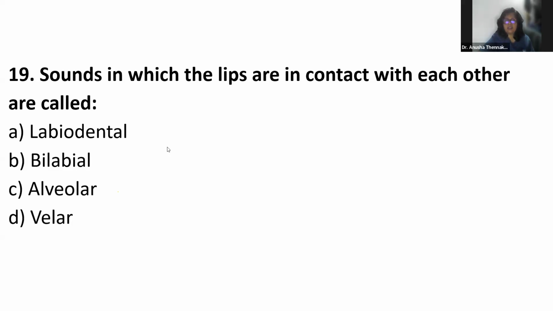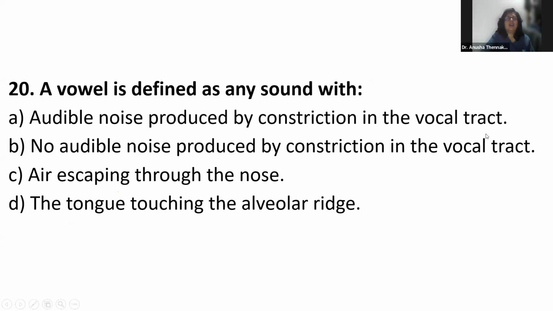Okay. The answer is B, bilabial. Why did you not answer it? Is it because it's tough? Sounds in which the lips are in contact with each other are called, for example, bilabial sounds. Okay. Take enough time and answer this. This also we discussed.